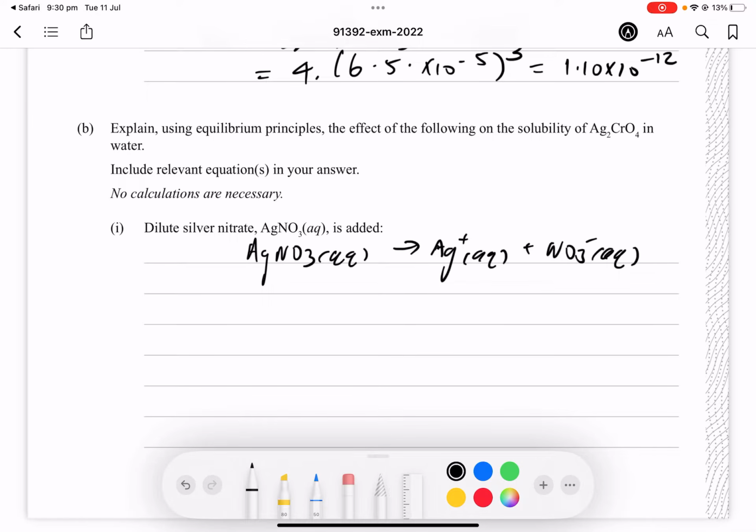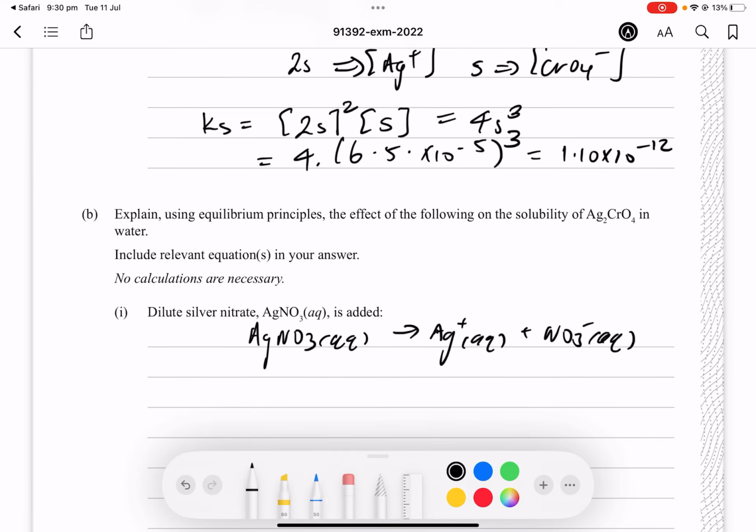And if we increase the concentration of Ag+ ions, the equilibrium will shift to reduce the change. So in this case, the concentration of Ag+ increases, so the equilibrium will shift to favor the reactants. So it will shift backwards to favor the reactants. Therefore, less of the solid Ag2CrO4 will dissociate to form its ions in water. So therefore, the solubility will be decreased.